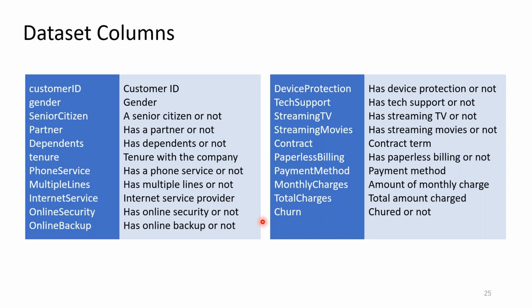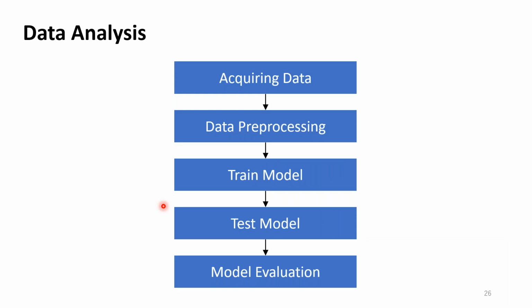This is the list of dataset columns. The features included in this data are listed here. They are all about customers' characteristics, like gender, ID, and use of internet service provider. Data analysis followed the ordinary machine learning process: acquiring data, data preprocessing, training the model, testing the model, and model evaluation.